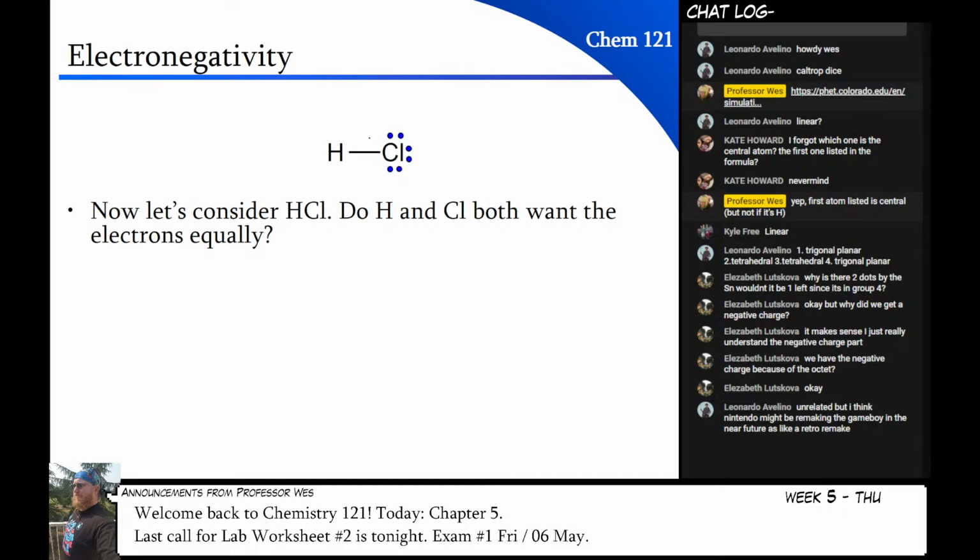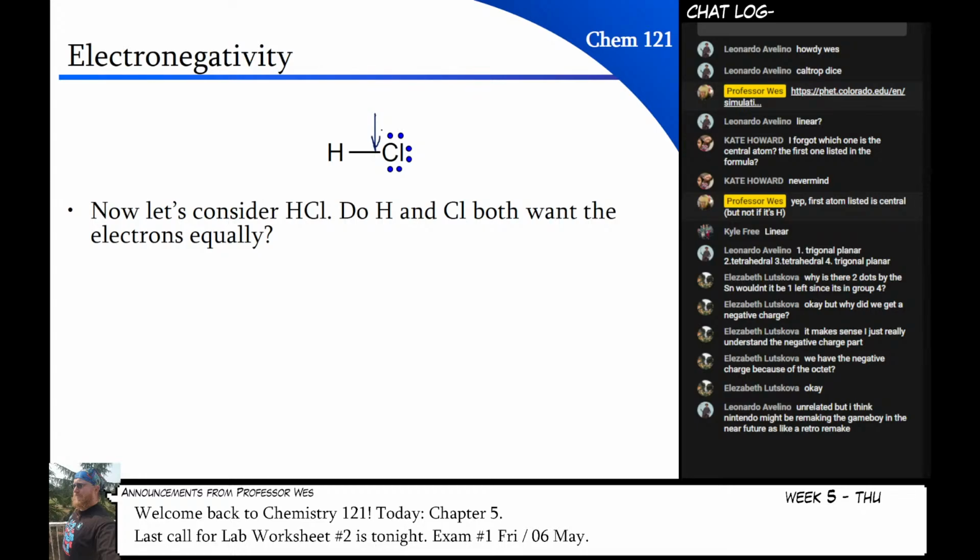But what about this molecule? Now, hydrogen's really small. There's only 1 proton in it, whereas chlorine has 17 protons in its nucleus. Chlorine wants the electrons much more. It's a nonmetal, right? So the electrons are going to go in this direction more than they're going to go in this direction. And so I would say that the density of the electrons would be closer to this end.